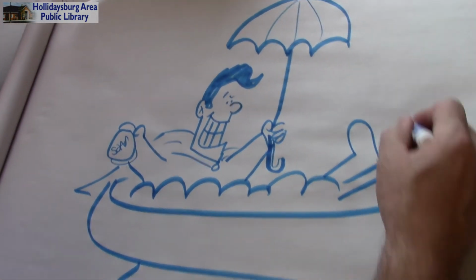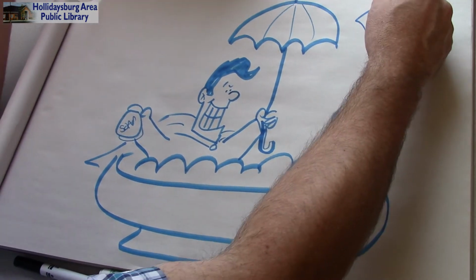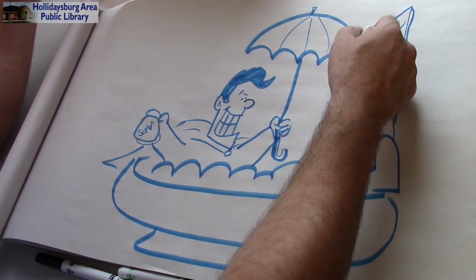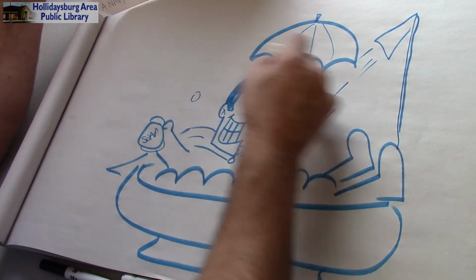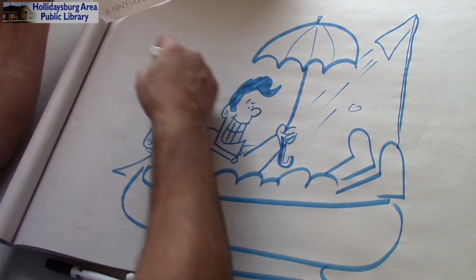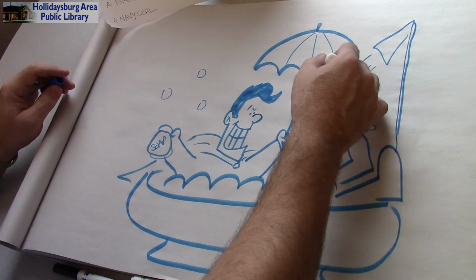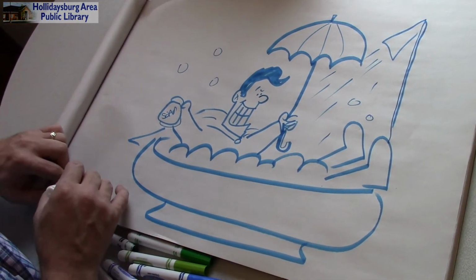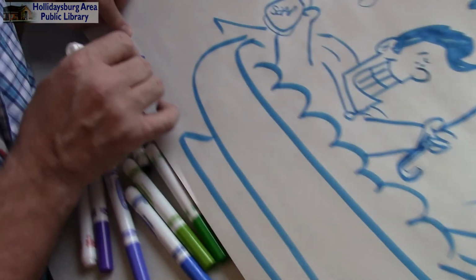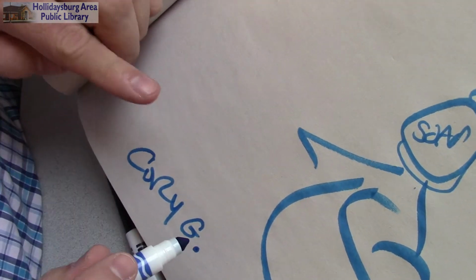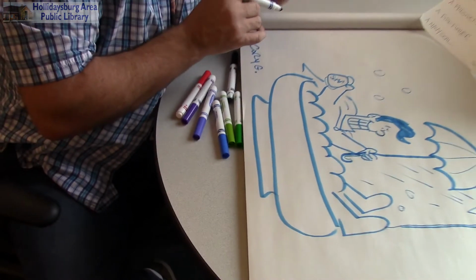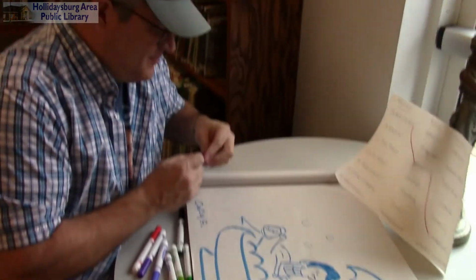Maybe I'll even put something up here to make it look more like a tub. There's the shower. Make some bubbles coming out there a little bit. And he's got an umbrella. And then I sign my name and let you try to come up with your own. And you could come up with tons of them just by picking any person, place, or thing.